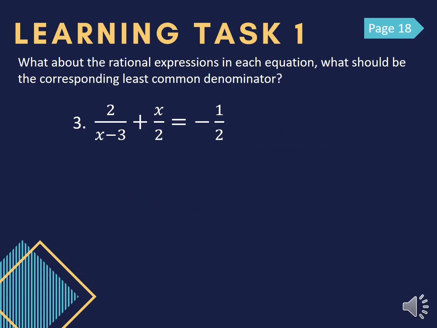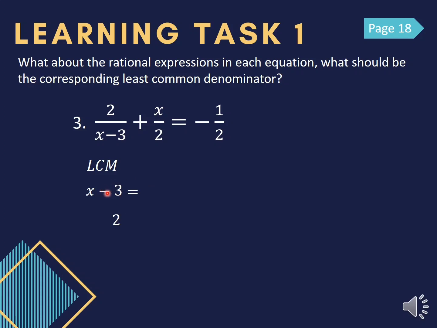Okay, so in our given number 3, we have 2 over x minus 3 plus x over 2 is equal to negative 1 over 2. So the denominators are 2, 2, and x minus 3. So parehas lamang yung dalawa nating denominator, yun yung 2, at isang binomial or written in an algebraic expression. So, dito kita na agad natin what would be the LCD. I know, but let me show you how to get the LCM. So, x minus 3 and 2.